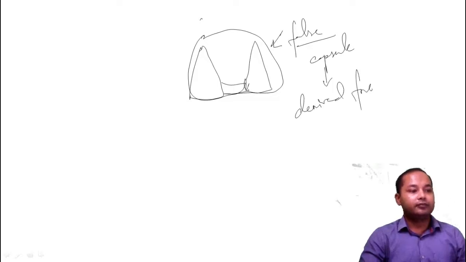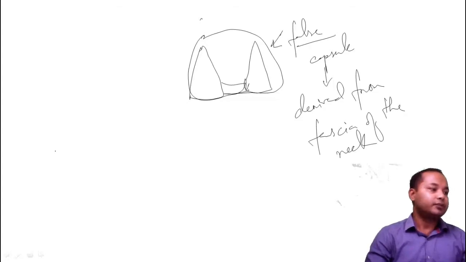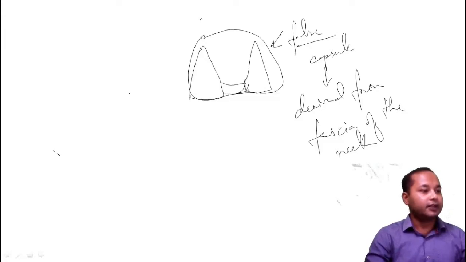the fascia of the neck. So in the neck we have got the following fascia. Okay, so number one, among the fascias of the neck, I want to tell you that the important fascias are, number one is the buccopharyngeal fascia.